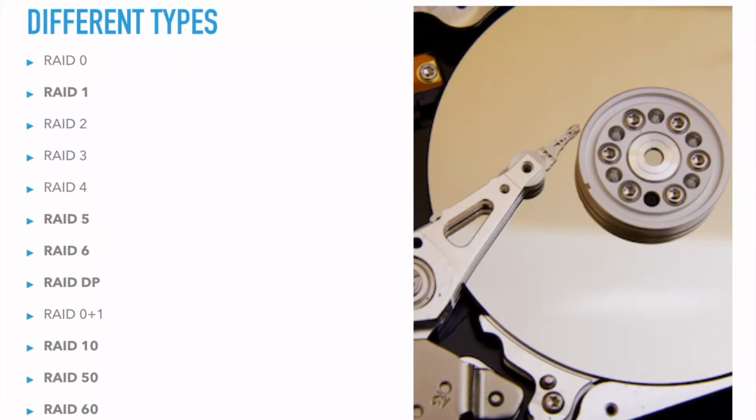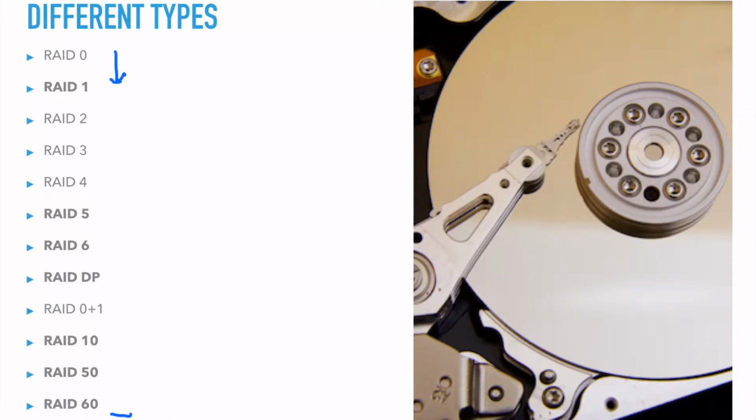All right, so here are the different types of RAID. It starts right from RAID 0 till what we currently have in the market, RAID 60. Now the ones which I have marked in bold are very commonly used. I will cover all of these RAIDs in the subsequent slides.